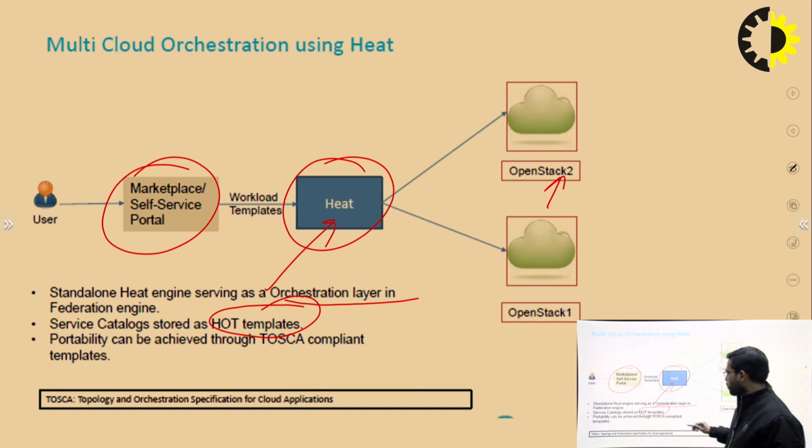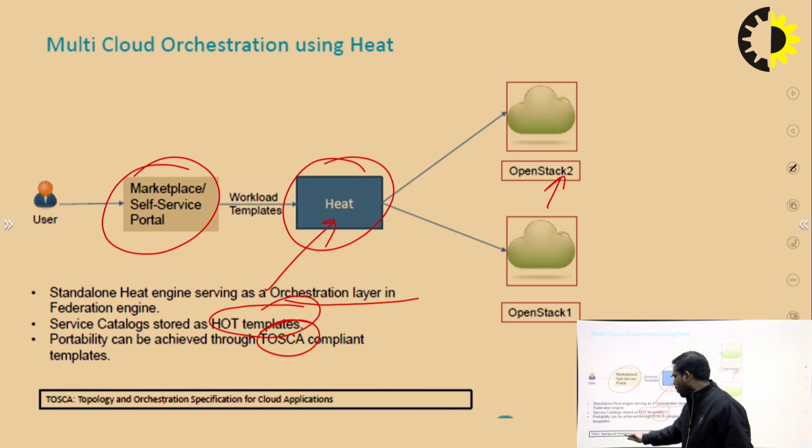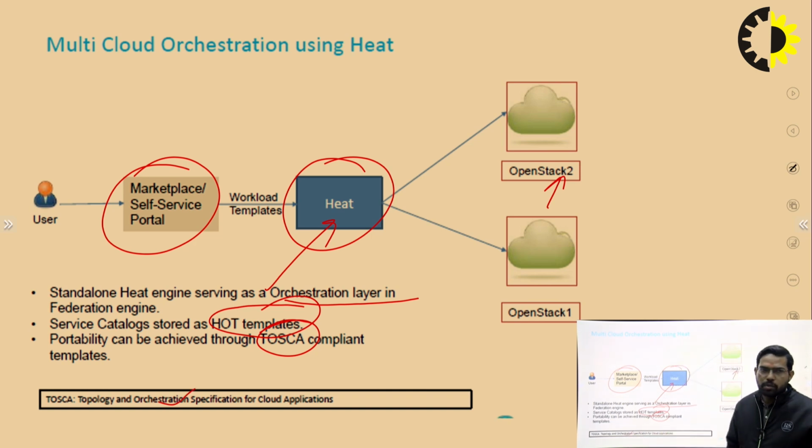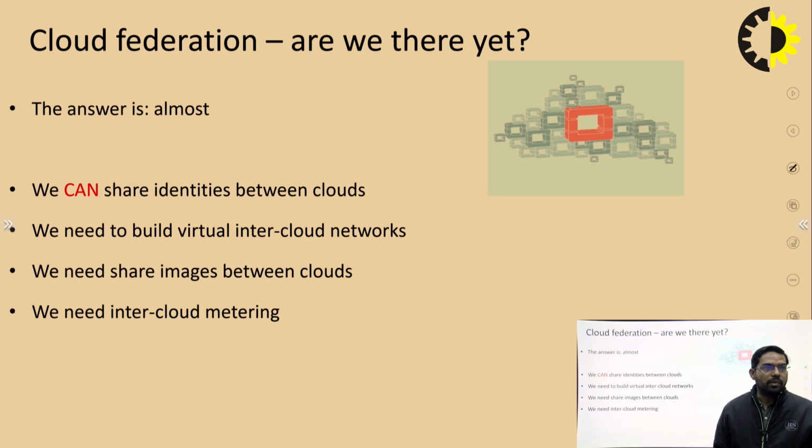Portability can be achieved through a TOSCA-compliant template. TOSCA means Topology and Orchestration Specification for Cloud Applications. This is basically a specification of how many applications are there. So that is used for portability.